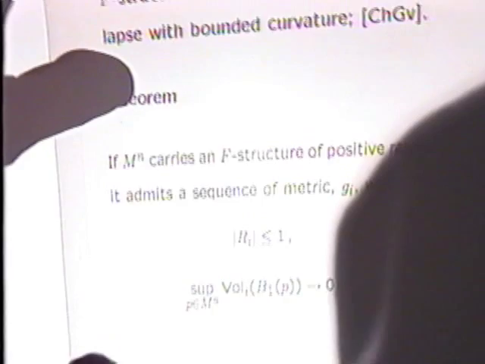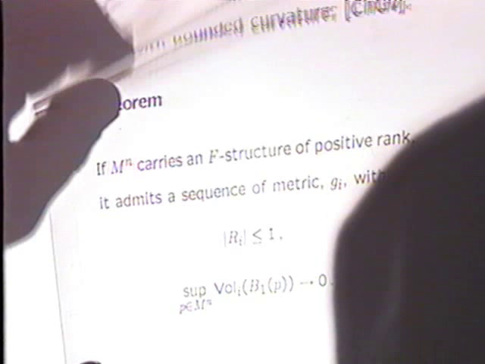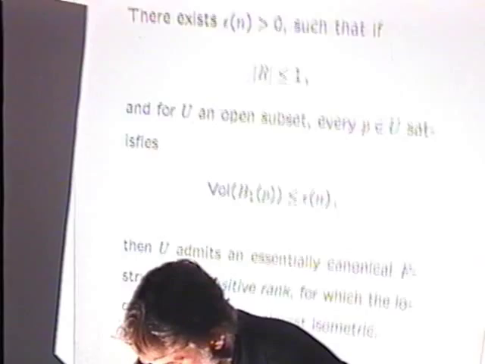So let's go back there. This is the intuition one. That's this one. F structure of positive rank. It's down there. So the positive rank is what says that this is a non-trivial statement. Otherwise, the rank could be zero everywhere.